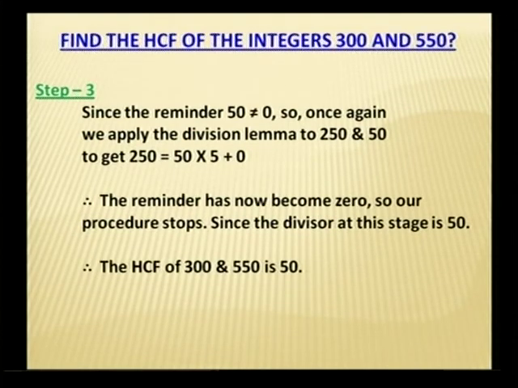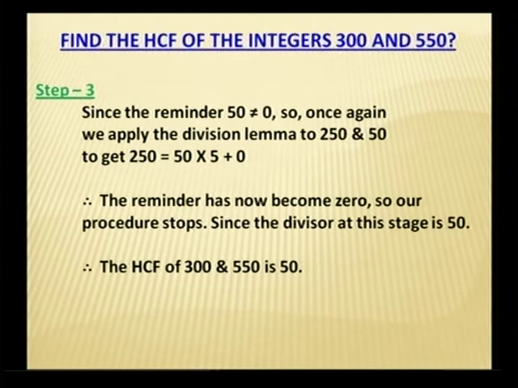The multiples of 50 are: 5 ones are 50, 5 twos are 100, 5 threes are 150, 5 fours are 200, 5 fives are 250. Like that we have so many multiples of 50. Is there any number equal to 250? Yes, you are absolutely correct. There is a number equal to 250.